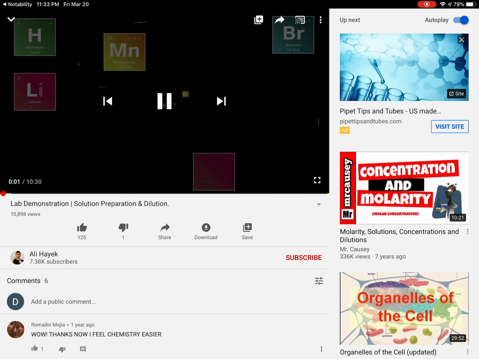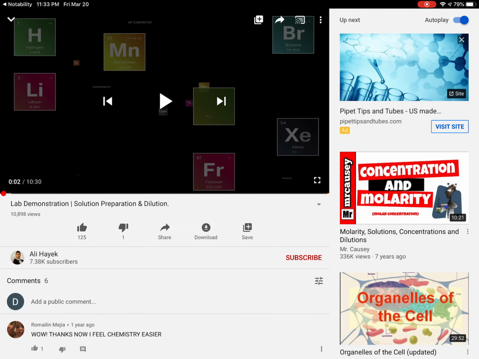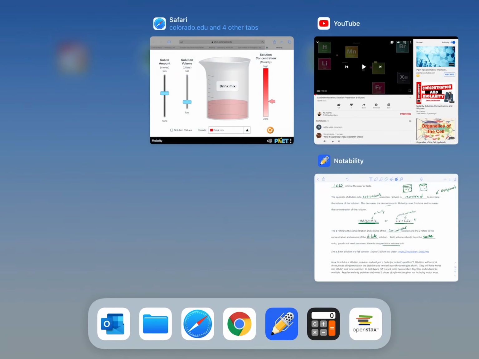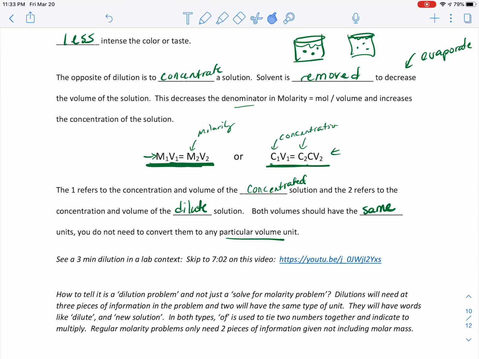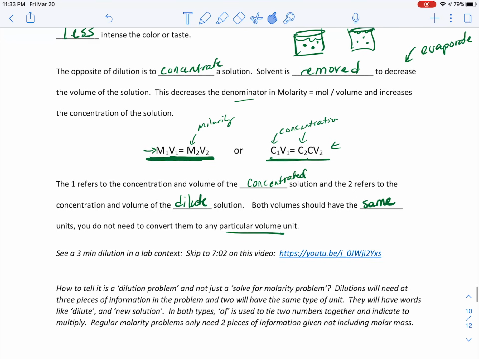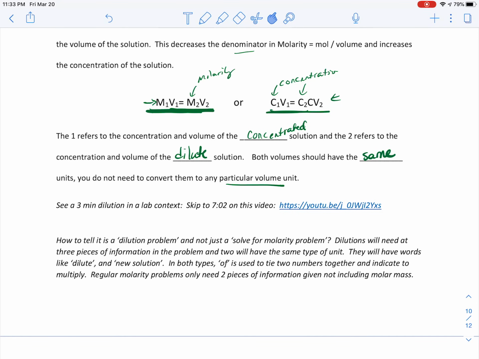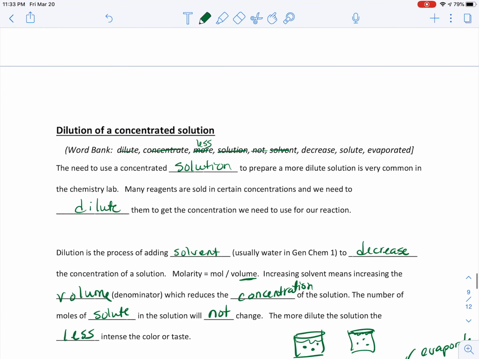And if you skip to the 7.02 mark on this video, it looks like this. He shows how to do a dilution. You're going to have to skip past the video thing there, but skip to that part if you want to see a dilution in the lab. It's like 3.5 minutes, I think.